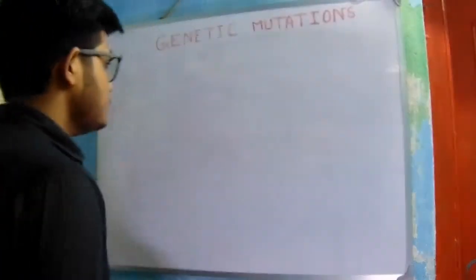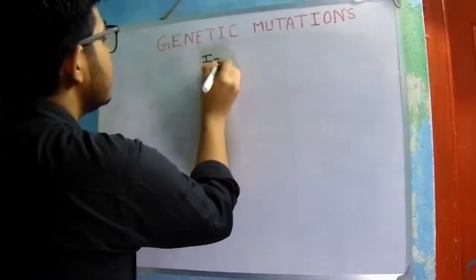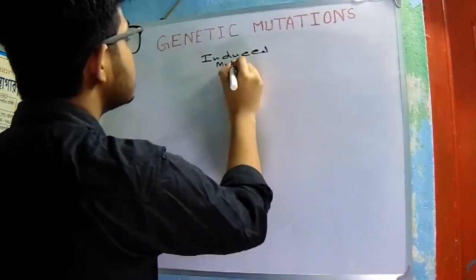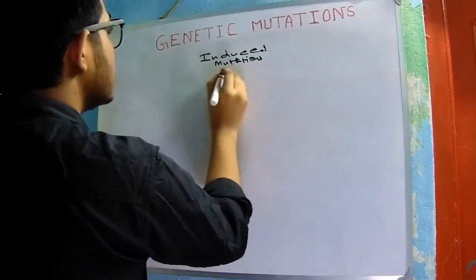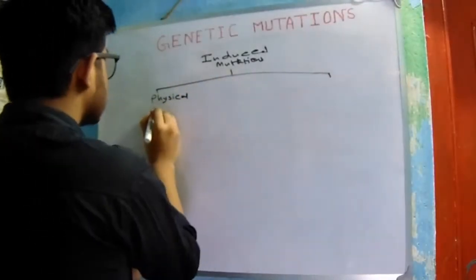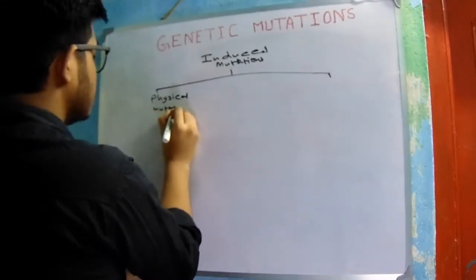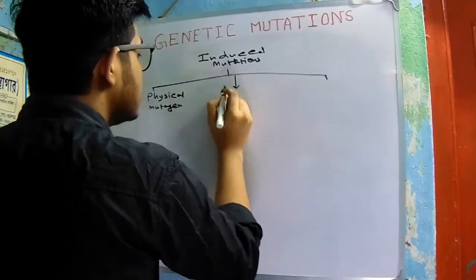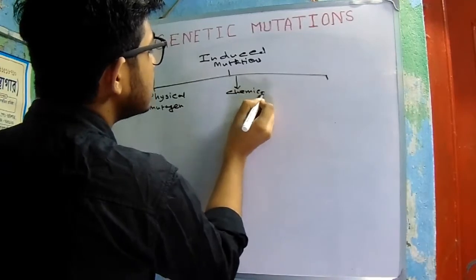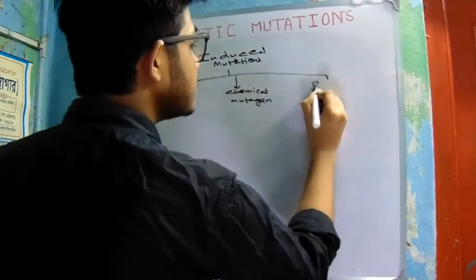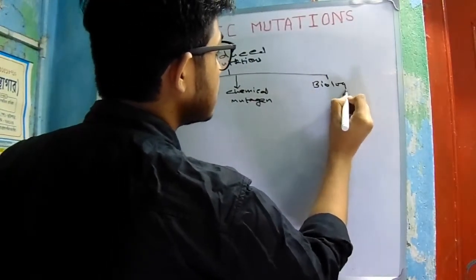Induced mutations are divided into three types. Induced mutation by physical, chemical and biological agents: induced mutation by these three types of mutagenic agents.